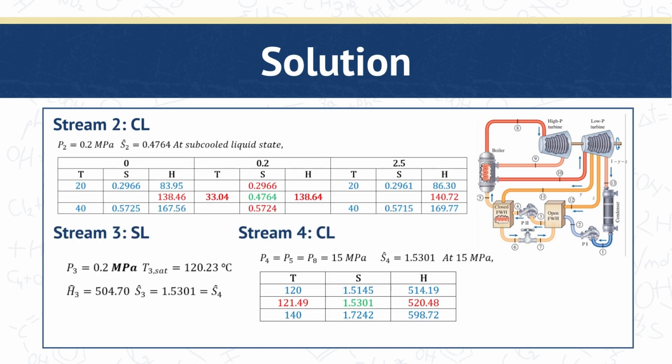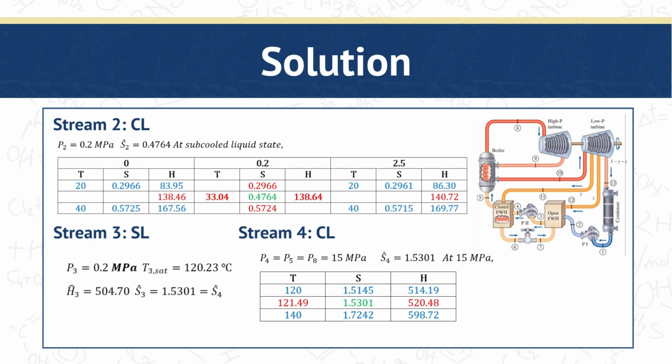Now we have the second stream after the compression of stream 1. So stream 2 is a compressed liquid, meaning that we need to get the properties from the liquid table from the green book. So at 0.2 megapascals, we have 0.2 megapascals because of stream 12. And as I have discussed before, all the pressures around the open feed water heater are all equal. And the entropy is 0.4764 as we have obtained from stream 1.